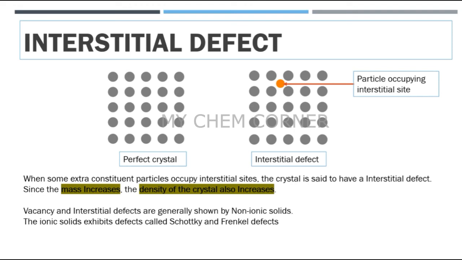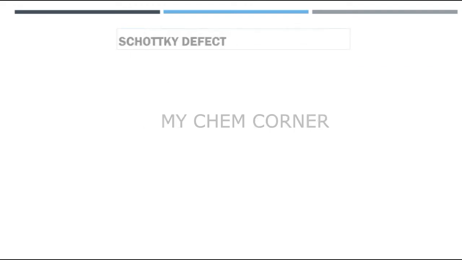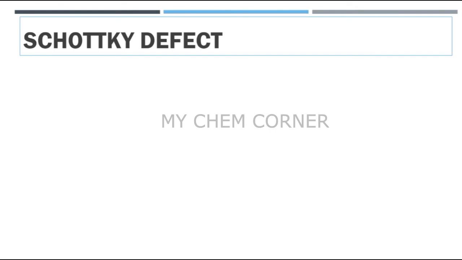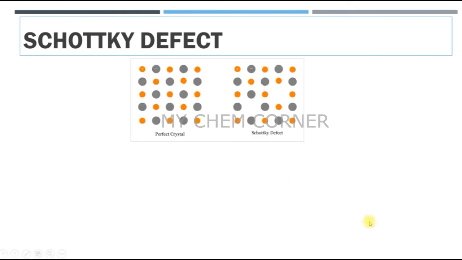So now let's move into the next type of stoichiometric defect, which is the Schottky defect. Now in Schottky, I have a perfect crystal here. If you see these orange dots, they are all cations, and these gray dots are all anions. So when you see the next picture over here, what do you see missing?